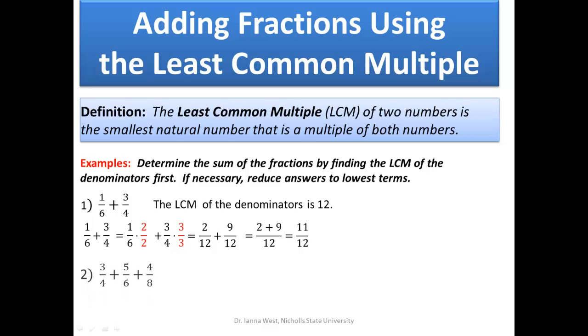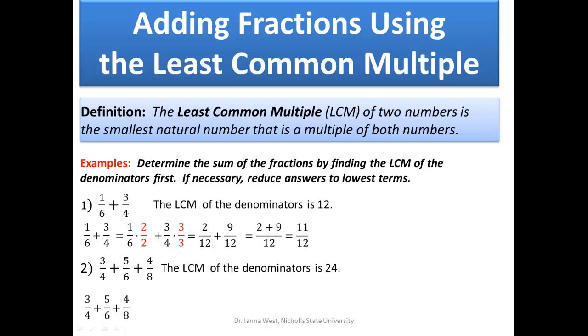For our second one, we are adding 3 fractions. In this case, again, we must find the least common multiple of the denominators. The smallest number that 4, 6, and 8 will go into evenly is 24. Therefore, the least common multiple of the denominators is 24.